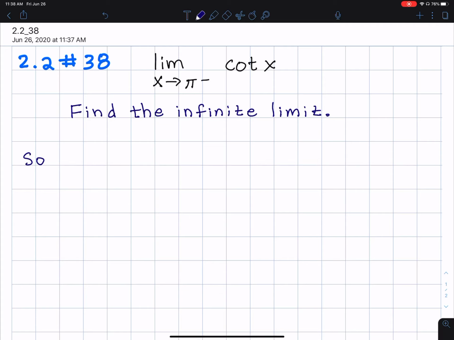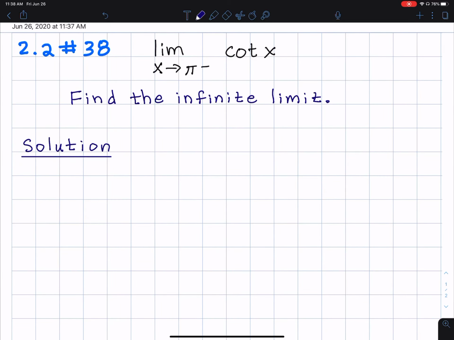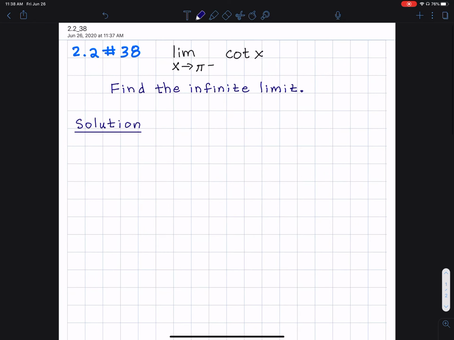So the solution is that we are going to sketch the graph of cotangent x, and then looking at that graph, we're going to answer the question, what's the infinite limit? The infinite limit has an answer of infinity or negative infinity. Some people say that's not a limit. I suppose it's not really a limit, it's an infinite limit. A limit should be a number, but this is not a number, so we call it an infinite limit. But let's focus now on the cotangent graph.